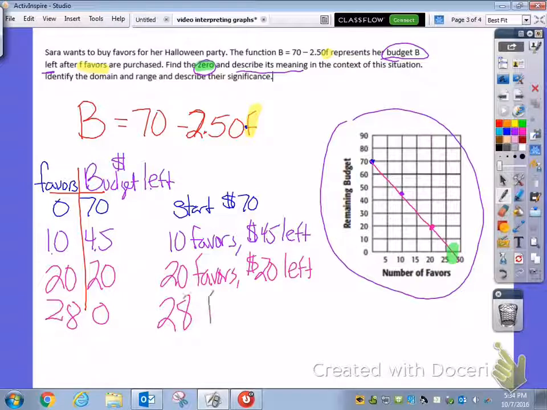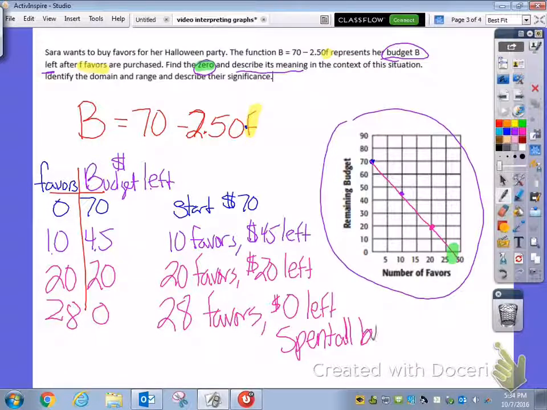So 28 favors, and that means that there's no money left. Okay? That means you spent all your money. I've spent all my budget. So you have nothing left. So 28 favors and you're done.